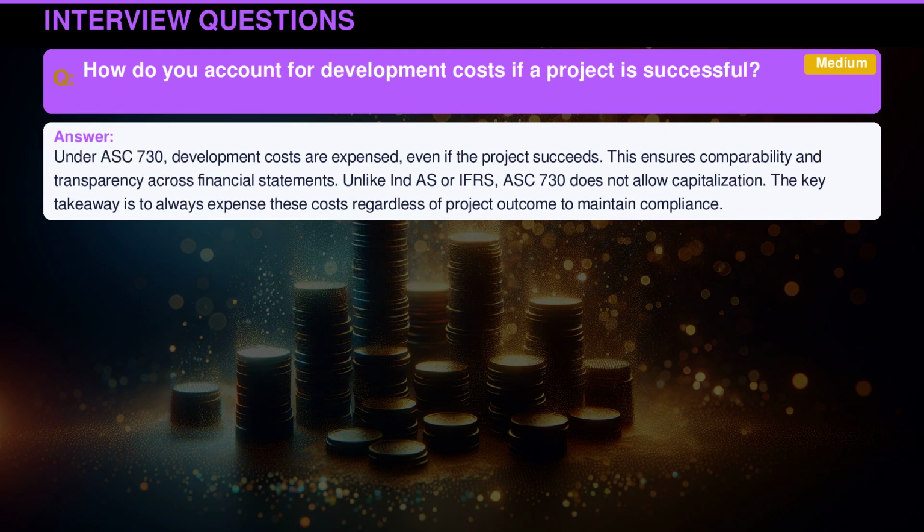Under ASC 730, development costs are expensed, even if the project succeeds. This ensures comparability and transparency across financial statements. Unlike Indian Accounting Standard or International Financial Reporting Standards, ASC 730 does not allow capitalization. The key takeaway is to always expense these costs, regardless of project outcome, to maintain compliance.